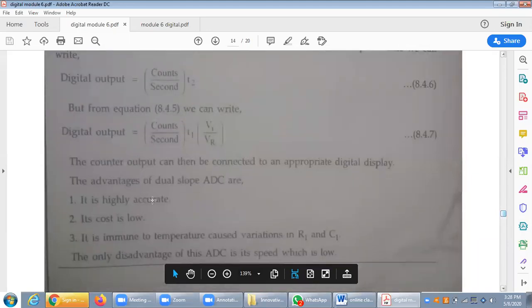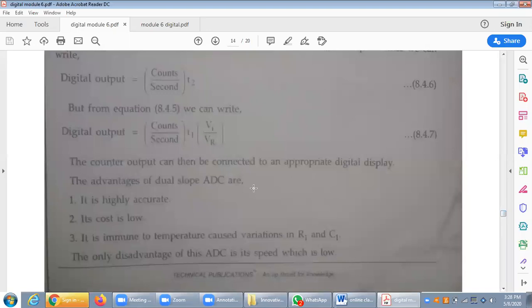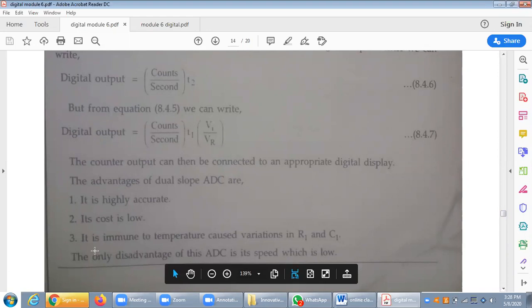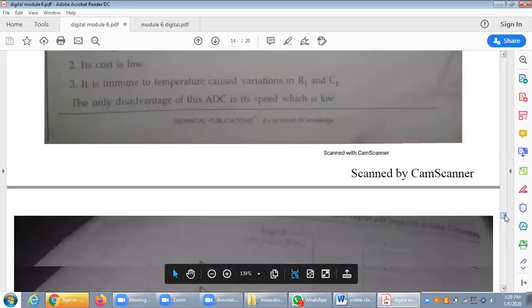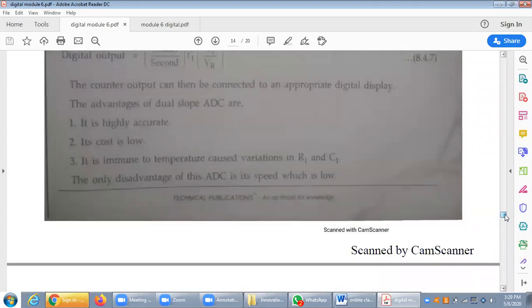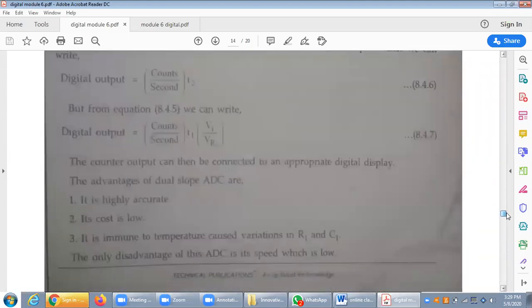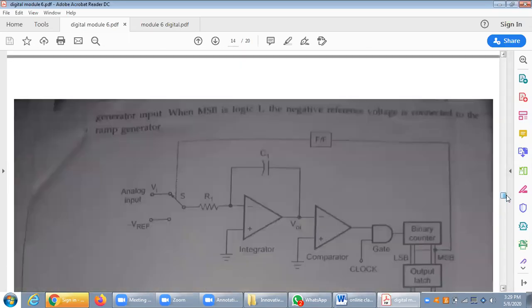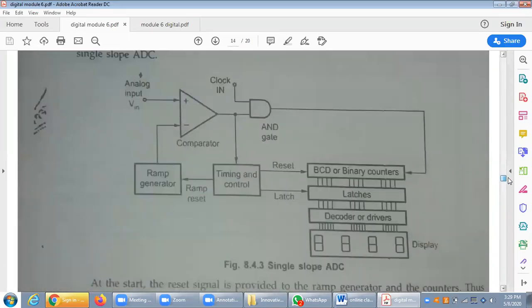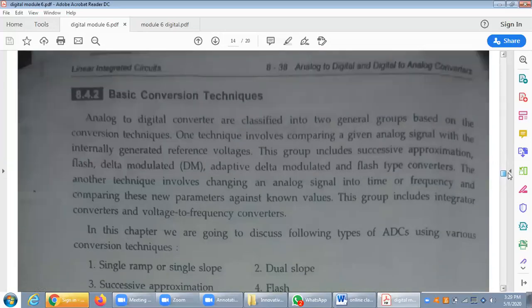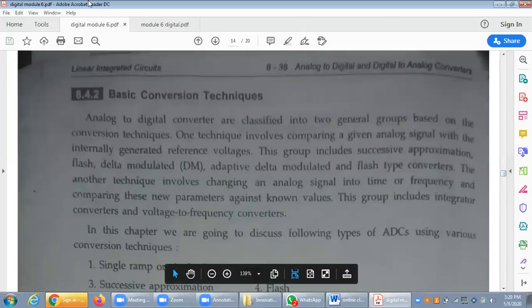The advantages of the dual slope analog to digital converter are that it is highly accurate, its cost is low, and it is immune to temperature variation in R1 and C1. The only disadvantage of this analog to digital converter is its speed, which is very low. Okay, so we completed the dual slope analog to digital converter.